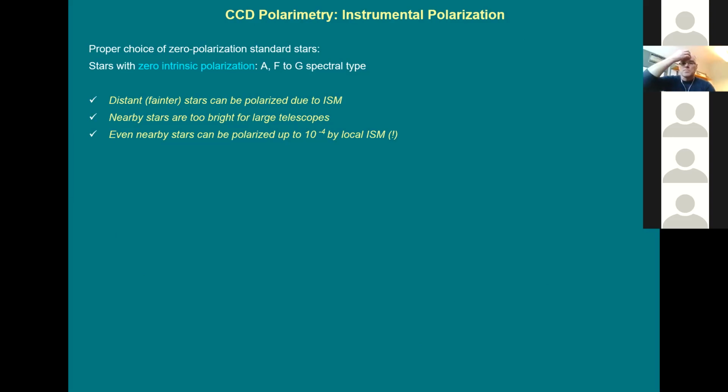However, there are several problems you may face in choosing these stars. Stars that are comfortably faint for a large telescope are distant and can be polarized by the interstellar medium, by interstellar dust grains. Nearby stars are too bright for a large telescope, again the saturation issue, and even nearby stars can be polarized up to 10⁻⁴ by the local interstellar medium. So even for stars at a distance of, say, less than 50 parsecs, there may still be some residual ISM polarization component on top of the telescope polarization.